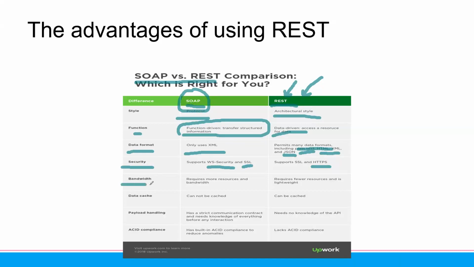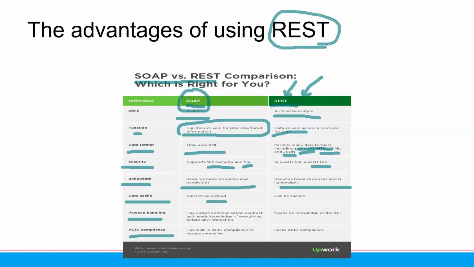What about the bandwidth? SOAP requires more resources, but REST requires fewer resources. Data cache: we can make a kind of cookie, so we can save our information on the personal computer. We call this the cache. The other things are about the payload and the ACID. I think they're not that important, so I would like to focus only on REST instead of SOAP.